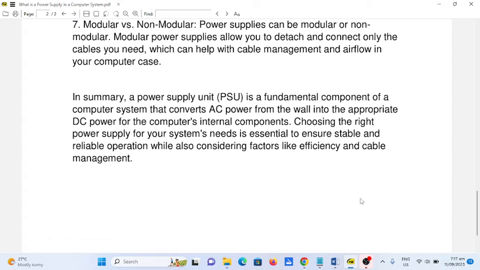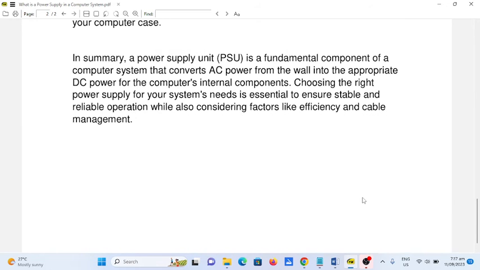In summary, a power supply unit, PSU, is a fundamental component of a computer system that converts AC power from the wall into the appropriate DC power for the computer's internal components. Choosing the right power supply for your system's needs is essential to ensure stable and reliable operation, while also considering factors like efficiency and cable management.